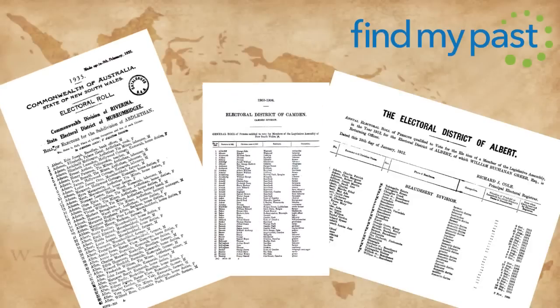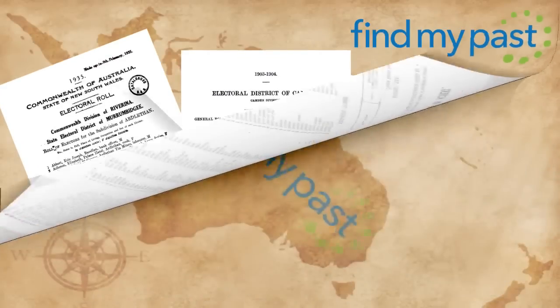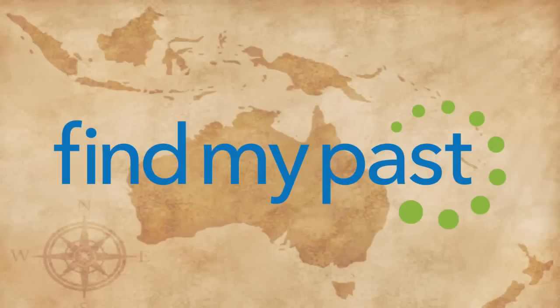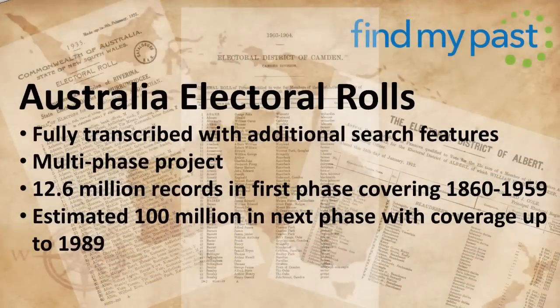Now, here at Findmypast, we're always looking at ways in which we can improve how we serve our records and improve the search experience for our members. With that, I'm excited to announce that we have recently republished our Australian Electoral Roll collection. This is now fully transcribed with additional search features, making it easier for you to locate your ancestors.